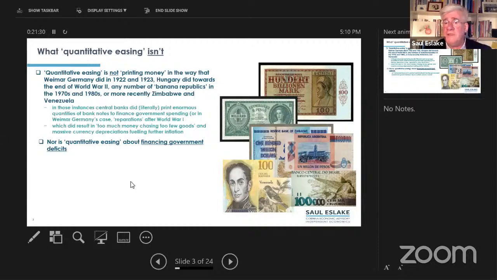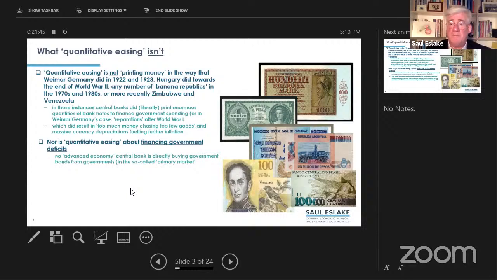Nor is quantitative easing about directly financing government deficits. No advanced economy central bank is today, or has done in the last 20 years, directly purchased government securities from governments in the so-called primary market.